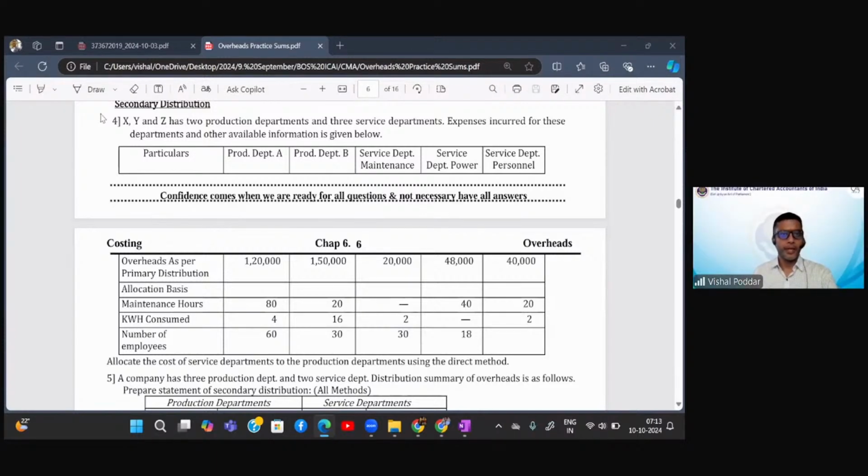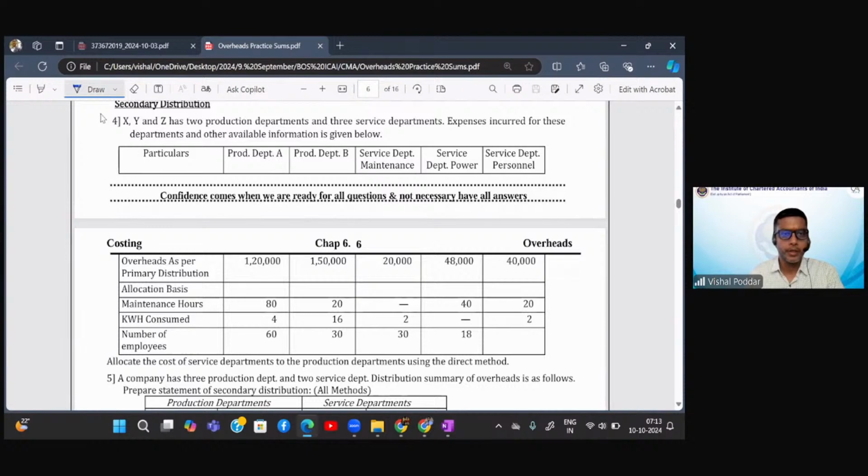So, should we take up this? Now, if you all have read this question carefully, what does the question say? There are 2 production departments and 3 service departments. Now, this is interesting. In this question, up till now we were having 3 production, 2 service. Now, in this question, I've slightly changed it. There are 2 production and 3 service.